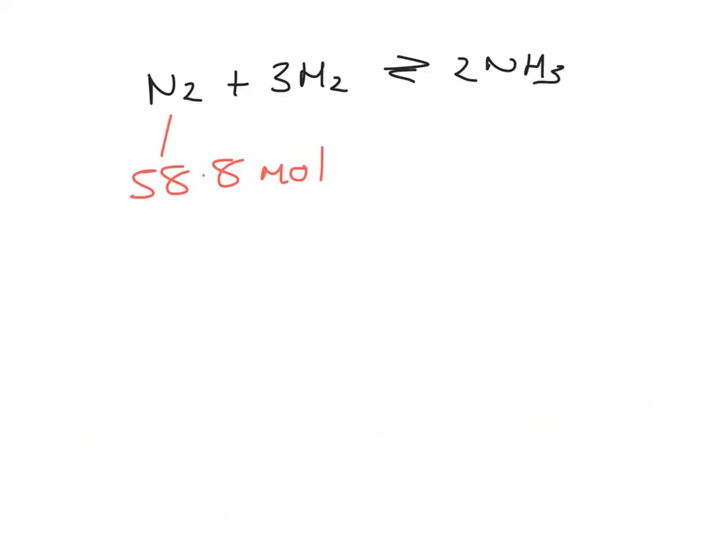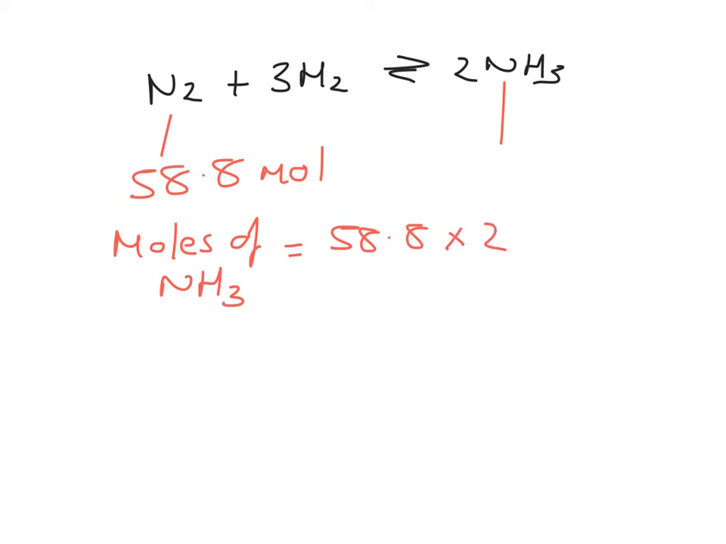Right, so now we know that we can ignore the hydrogen. If I've got 58.8 moles of nitrogen, I'm going to make double the number of moles of ammonia. So moles of ammonia is going to equal 58.8 times 2. And that equals 117.6 moles.